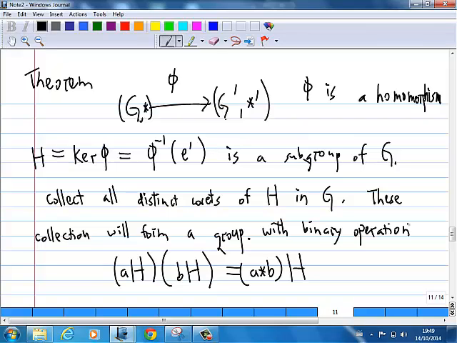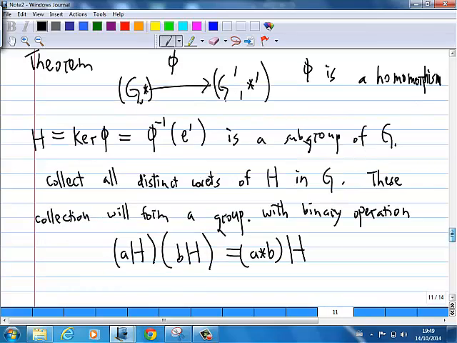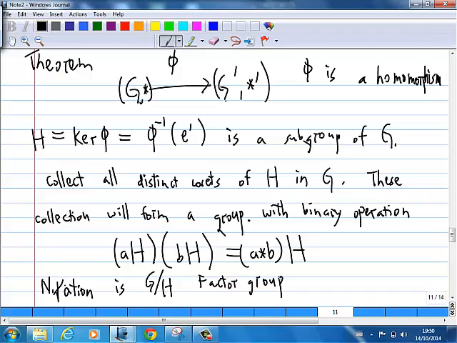And I tell you this is a group now, and we have a notation for this group. The notation of this group is G over H. So this is a factor group. This is what I call a factor group now.